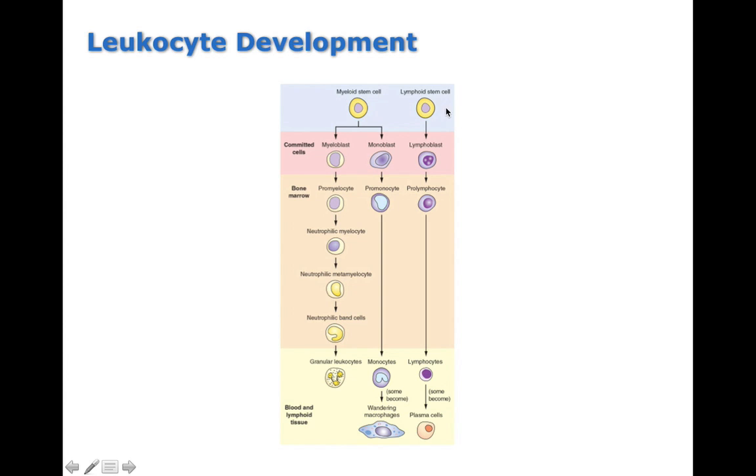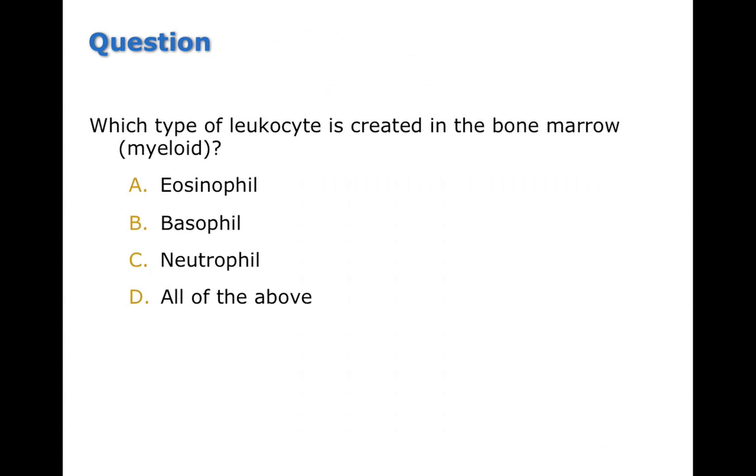Now, the lymphoid stem cell line gives rise to your lymphocytes. Remember, the lymphocytes include things like your plasma B cells, your T cells, which you have CD4 and CD8, as well as your natural killer cells.